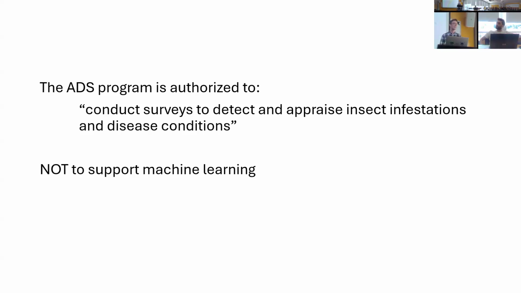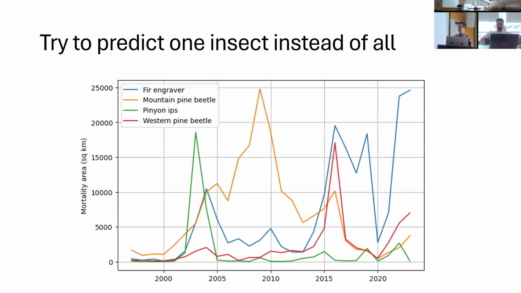So we have to go back to the data and think about how can we turn this into something that's a little bit more amenable for the modeling that we want to do. One idea is to try to predict one insect instead of all of them all at once. Like I mentioned at the beginning, there's a lot of complexity in what insects attack certain trees. The pinyon ips, for example, goes after like 3 different species of tree, whereas the western pine beetle goes after like 30. There's most likely a different ecology going on there that governs whether or not these different species have outbreaks.